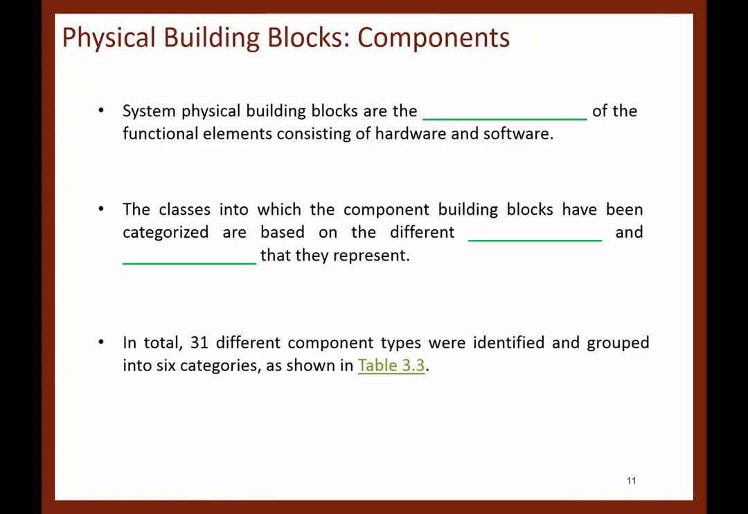So physical building blocks, or components: system physical building blocks are the physical embodiments of the functional elements, consisting of hardware and software. The classes into which the component building blocks have been categorized are based on the different design disciplines and the technology that they represent. In total, 31 different component types were identified and grouped into 6 categories as shown in table 3.3. This table is coming from your textbook. Okay, so I'm going to show you that table now.